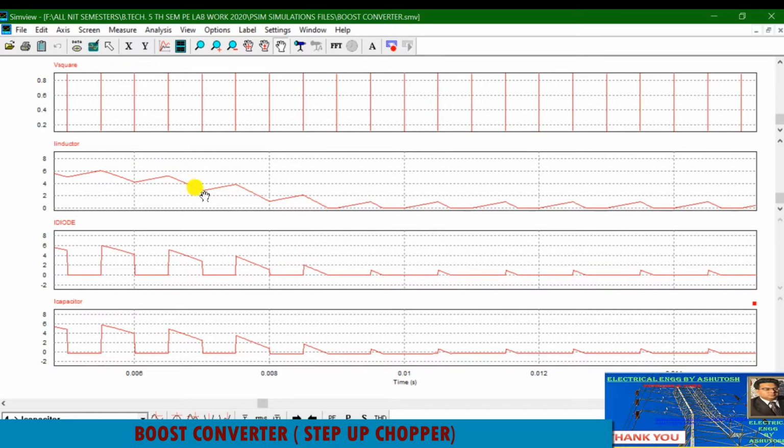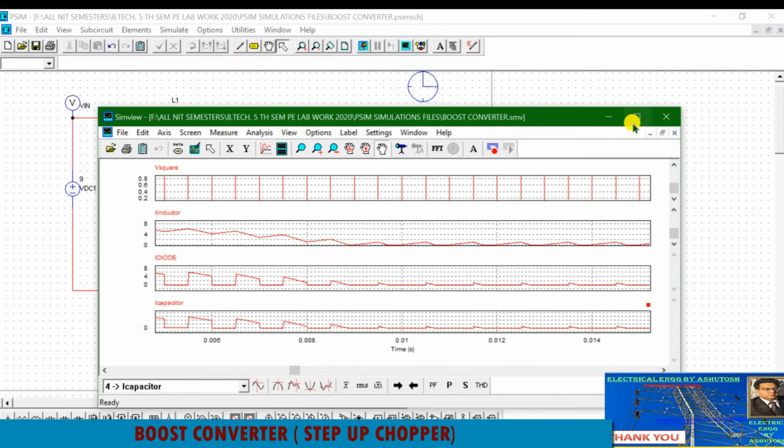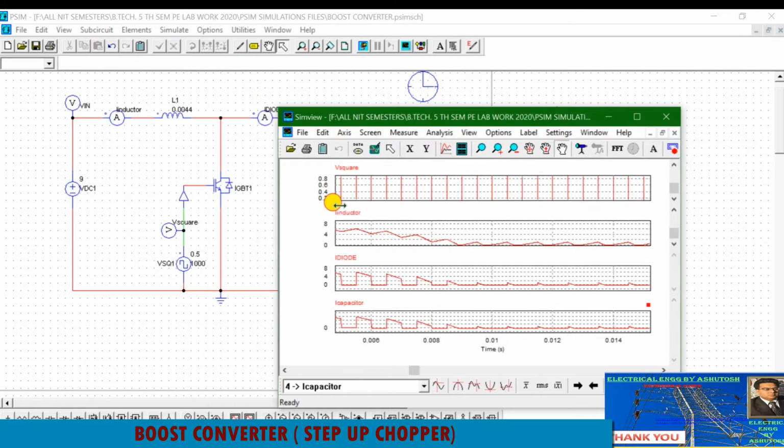Here you can see, during the on period the diode does not conduct, so there is zero output, no diode current. During the off period the diode conducts, so there is a diode current. And during the on period there is no current in the capacitor, but during the off period the capacitor current conducts. So you can clearly see the waveforms here.